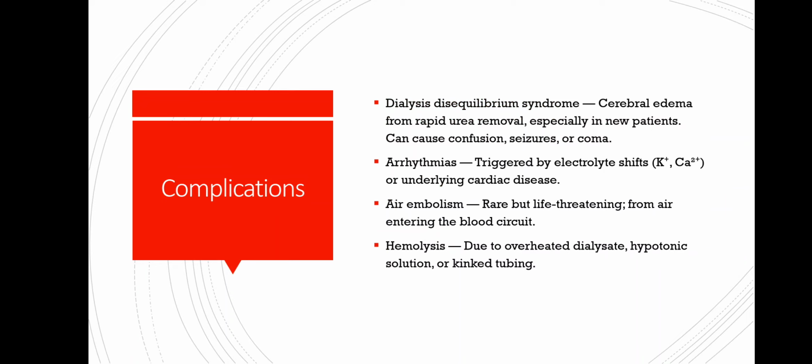First one, arrhythmia. Arrhythmia is triggered by electrolyte shifts and/or underlying cardiac disease. Air embolism is rare but life-threatening, from air entering the blood circuit. Next, hemolysis. Hemolysis is due to overheated dialysate, hypotonic solution or kinked tubing. These are the main complications faced by hemodialysis patients.